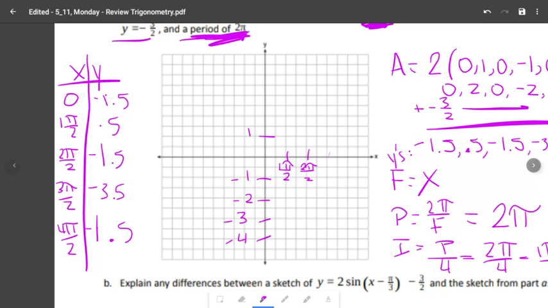Just to keep the graph a little spaced out. Plotting the points then: 0, negative 1.5. 1 pi over 2 is at 0.5. 2 pi over 2 is at negative 1.5. 3 pi over 2 is negative 3.5. And 4 pi over 2 is negative 1.5. Connect with a curve. Remember, no straight lines. And there is your graph.